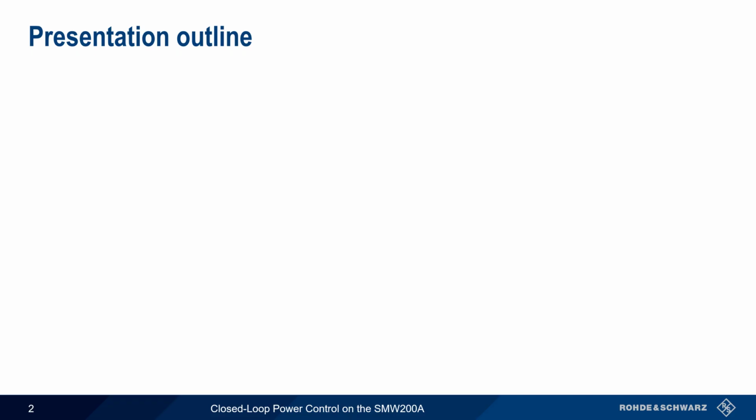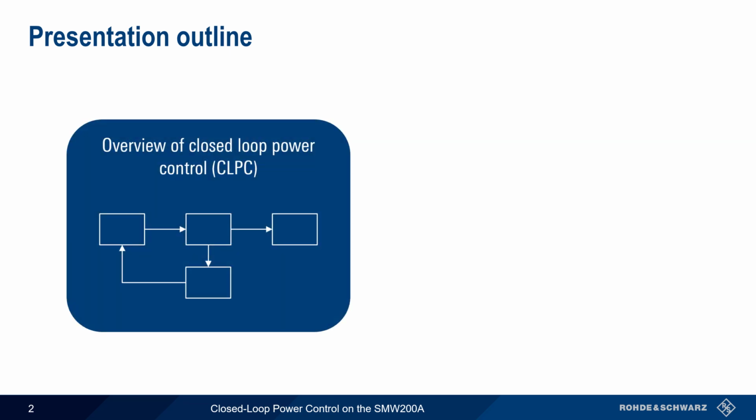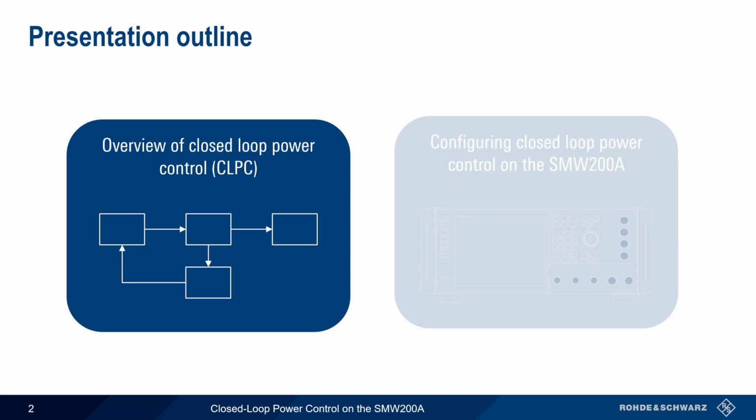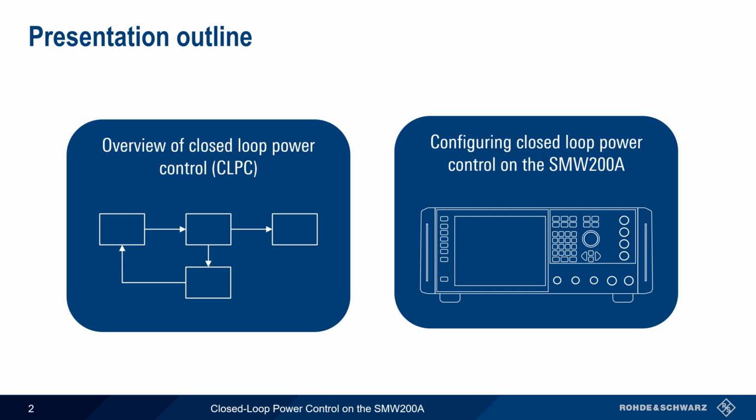This presentation is divided into two sections. The first is a general technical overview of closed-loop power control and why this is important in many RF applications. The second goes step by step through how to configure closed-loop power control on a Rohde Schwarz SMW200A vector signal generator. Note that although we'll be using the SMW in this presentation, closed-loop power control is implemented and similarly configured on most Rohde Schwarz analog and vector signal generators.